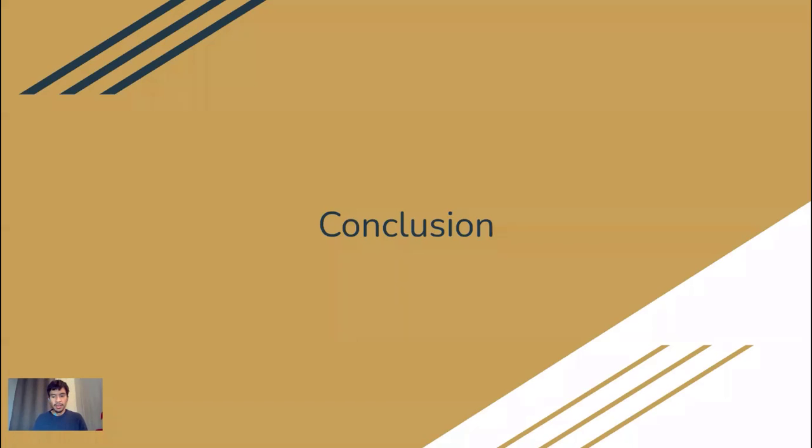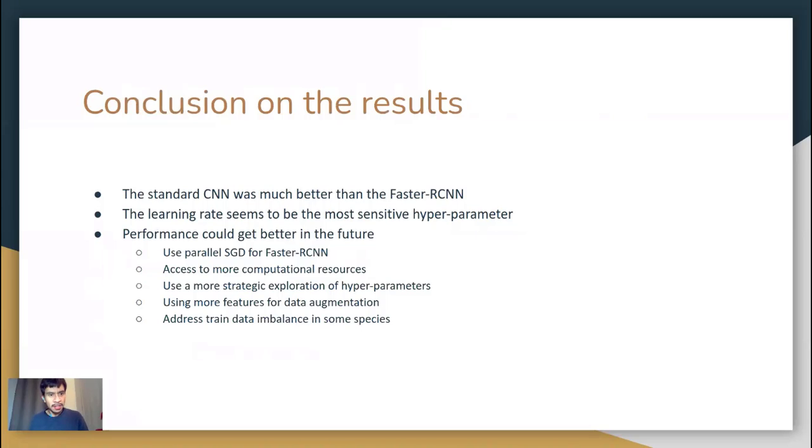So we can conclude that the standard CNN worked much better than the Faster RCNN. The learning rate was the most sensitive hyperparameter, and we could also improve our project by using different computational resources, exploring more hyperparameters, finding a better way to find them, and also dealing with data augmentation, creating more features, and with that we could deal with the data imbalance that we have in some classes.